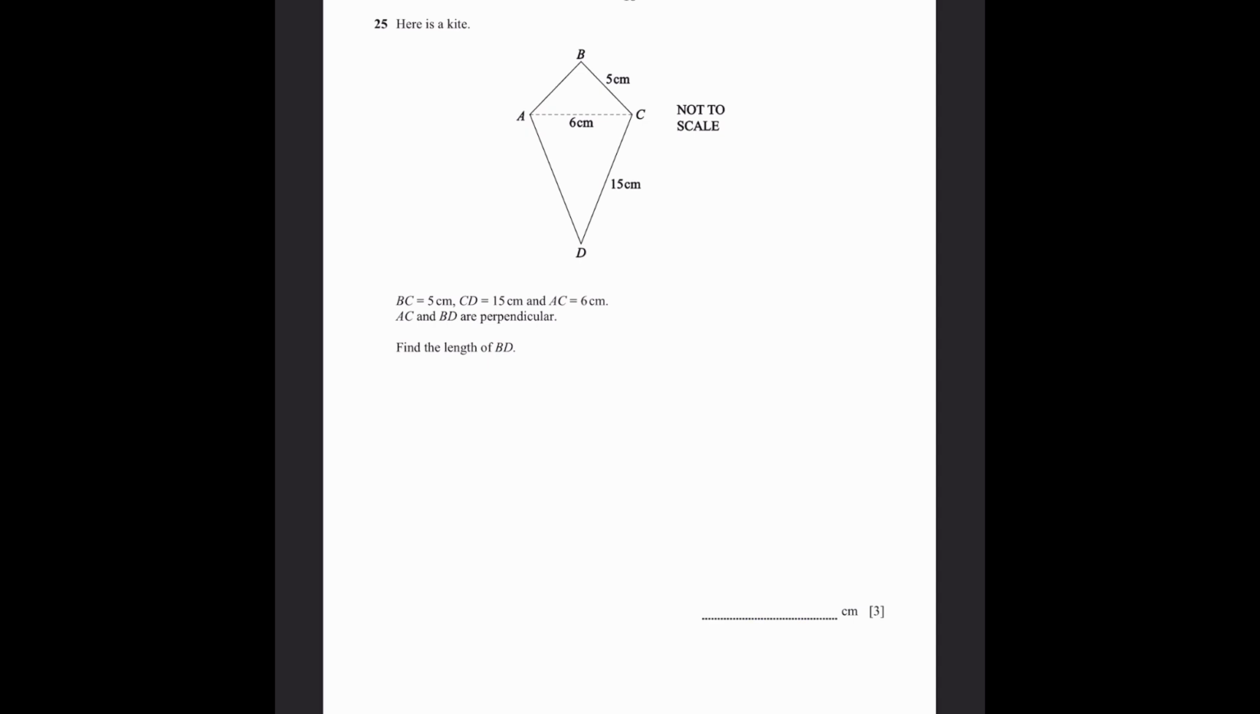Question 25. Here's the kite. BC equals 5 centimeters, CD equals 15 centimeters, AC equals 6 centimeters. AC and BD are perpendicular. Find the length of BD. First of all, let's make the BD line, and that's what we need to find. AC is equal to 6 centimeters, and that means, let's name this point at the middle E, and that means EC is equal to 3 centimeters, AE is 3 centimeters, because this divides it into half.